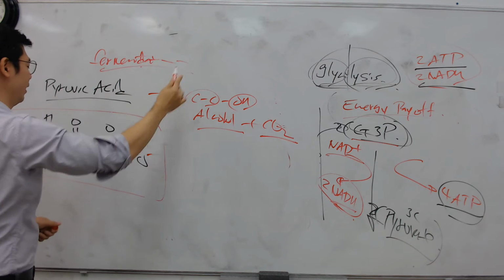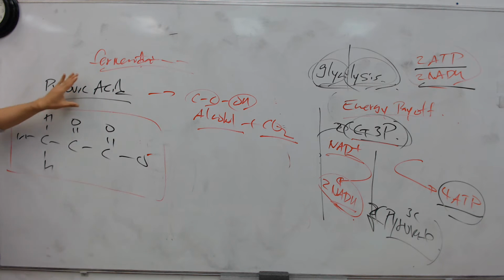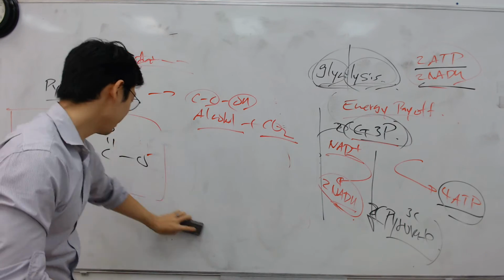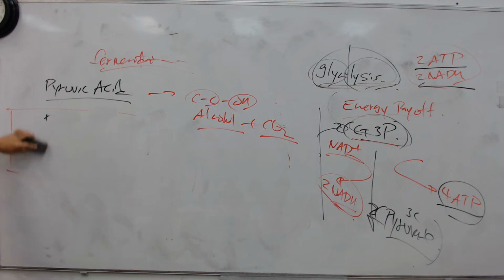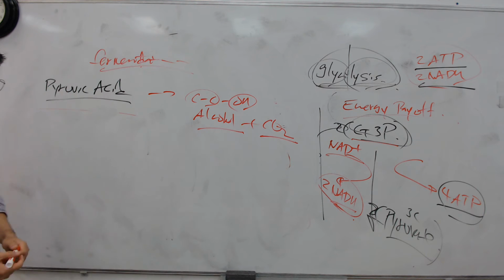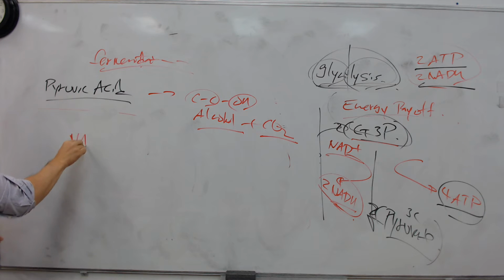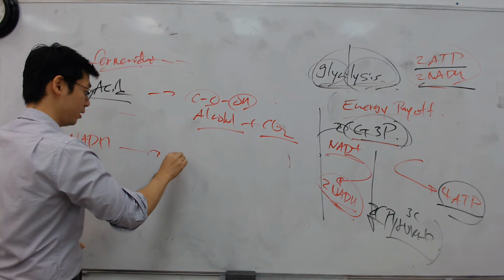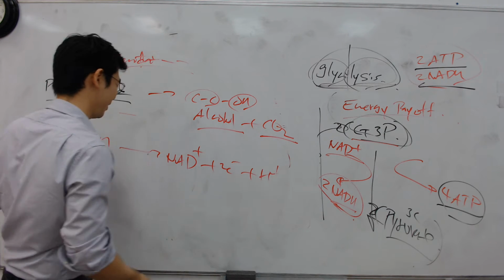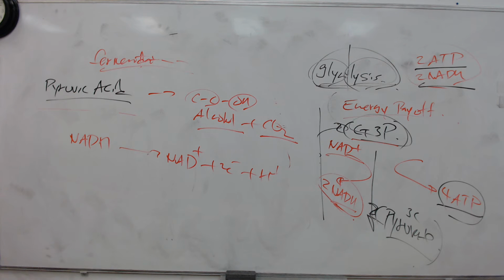So if you're trying to run a fermentation, which is a reduction process, what do you have to do? You must have an oxidation reaction, right? And what is the oxidation reaction, guys? I have NADH. I'm going to make this into NAD plus 2 electrons plus H plus. So that's an oxidation.